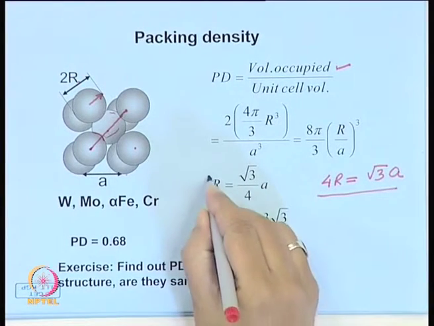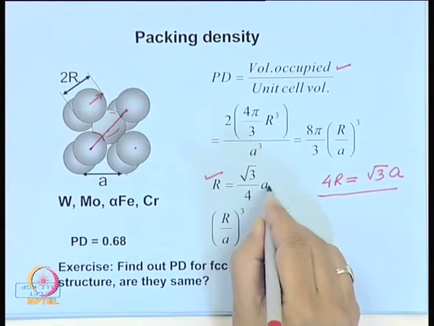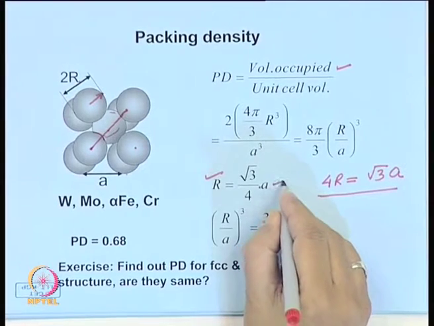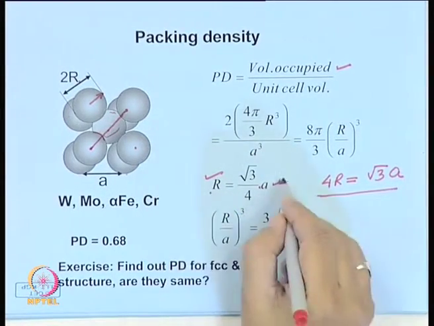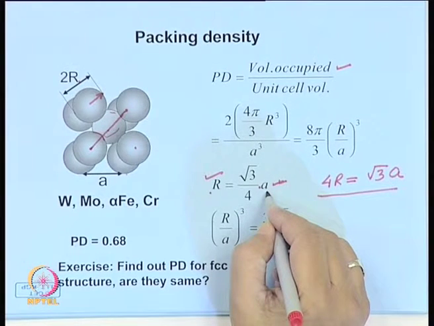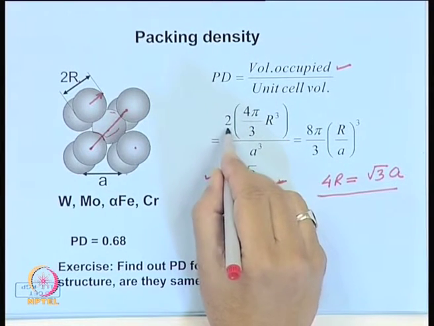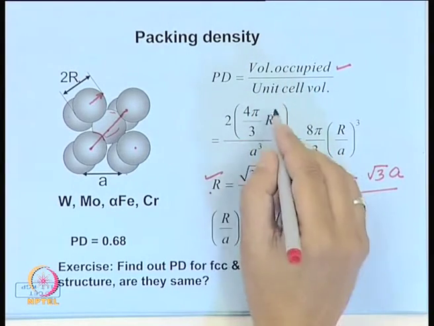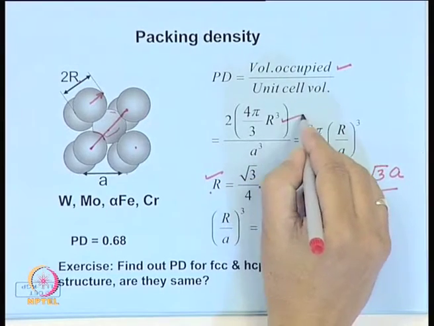So, therefore, R is equal to root 3 over 4 times A. So, this is the relationship between the radius of the atom and the lattice parameter. Then we can calculate what is the volume which is occupied. Volume occupied is the volume of one sphere, this is 4 pi by 3 times r cube.